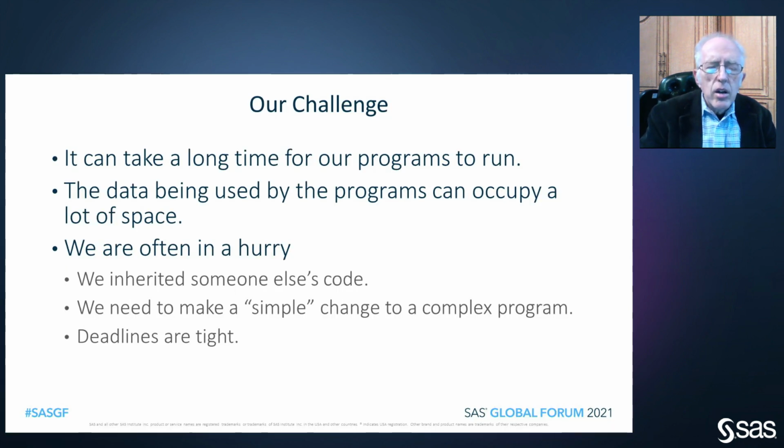It can take a long time for our programs to run. The data being used by the programs can occupy a lot of space. In fact, sometimes you get in a situation where you just don't have enough space. You might have to truncate what you're doing. You might have to go through some gyrations of moving things in and out of storage. You might even have to put in a request for more memory, another server, another Windows machine. And that can be expensive, and it can slow down your progress.